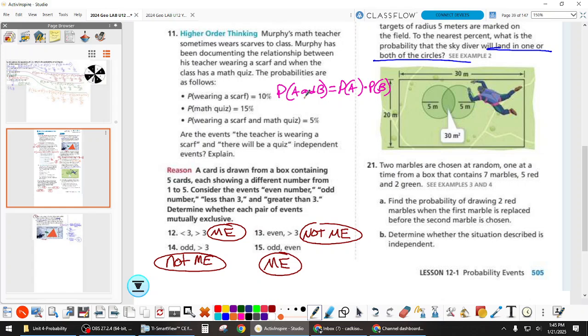Here's how. We're told the probability of having both is 5%. So I'm going to write that as 0.05. The other two numbers we're also told, so probability of scarf is 0.1 and probability of test is 0.15. If this equation is true, then this is independent.